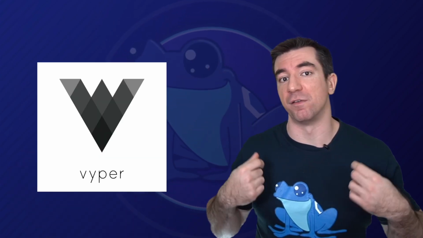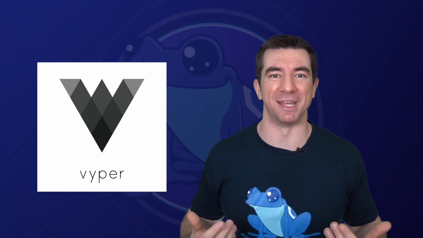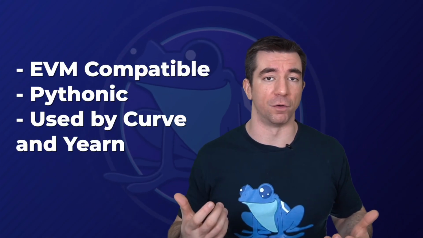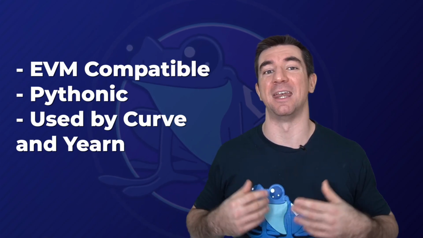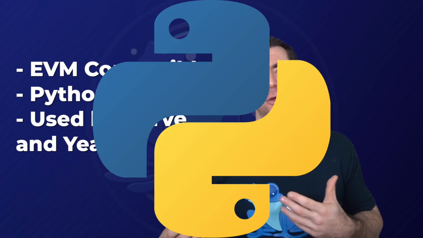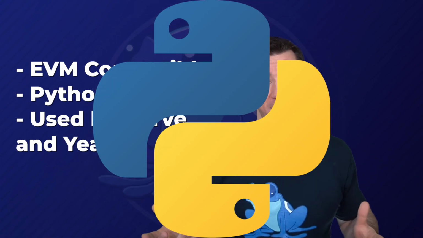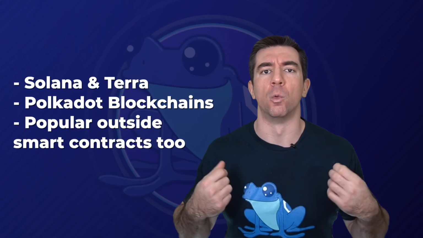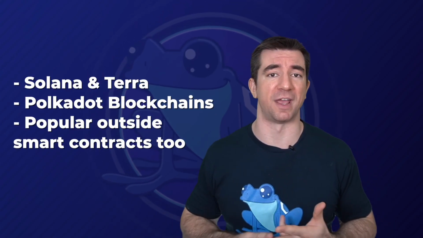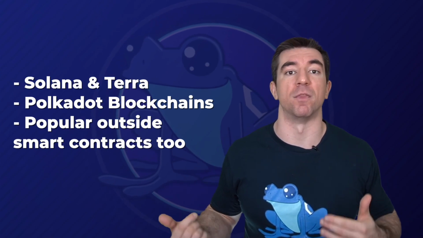After Solidity, we have Viper. This is the Pythonic sibling of Solidity. Viper is mainly used by protocols like Yearn.finance and Curve, and is also EVM compatible. And it is a great language to learn and use if you prefer Pythonic syntax over the Solidity JavaScripty syntax. And then finally, Rust. Rust is a language if you want to work with some of these newer blockchains like Solana or Terra, or you want to build your own blockchain on the Polkadot network.